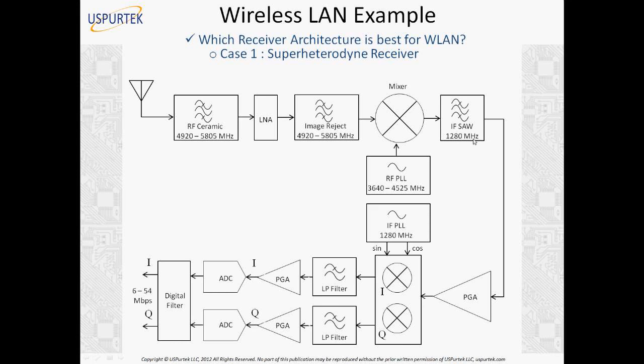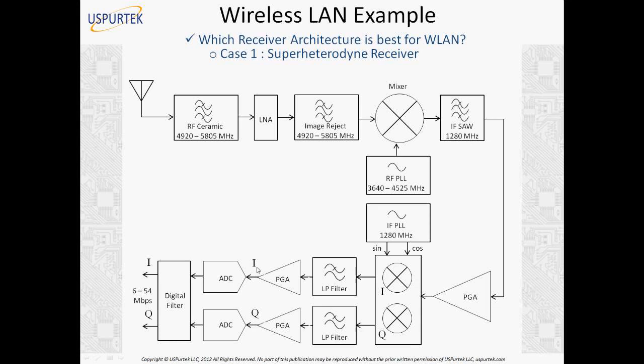A low pass filter goes on to the PGAs again, and then you have the analog to digital converter, and then we have a digital filter. Finally, we get 6 to 54 megabits per second of I and Q. So this is the same. All those benefits will be there. You have high gain and selectivity and all that stuff. It's a super heterodyne receiver, right?